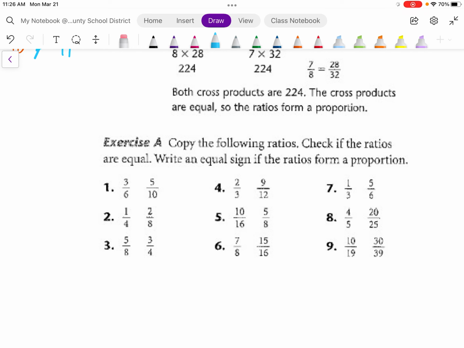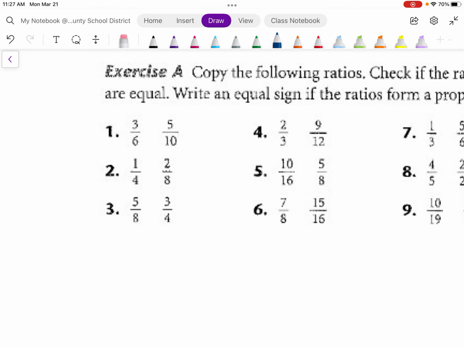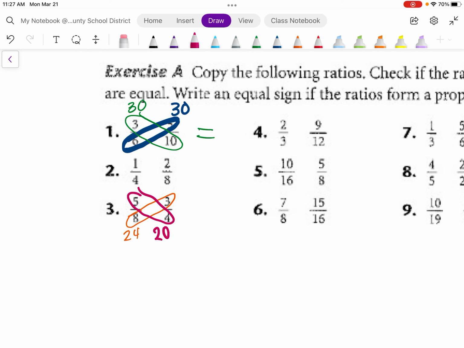You are going to see if they are or are not equal. Let's do 1 and 3. So if I go this way, 5 times 6 is 30. Okay? And then I go this way, 3 times 10 is 30. I just want you to put an equal sign if they are equal. When I do this one, 8 times 3 is 24, and 5 times 4 is 20. Because they are not, just next to it, I want you to put does not equal. Okay, and that'll be enough. So go ahead and complete the rest of the problems there.